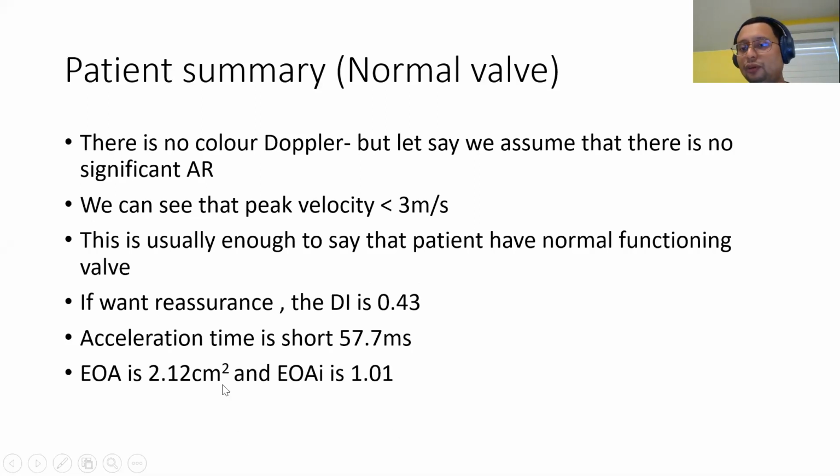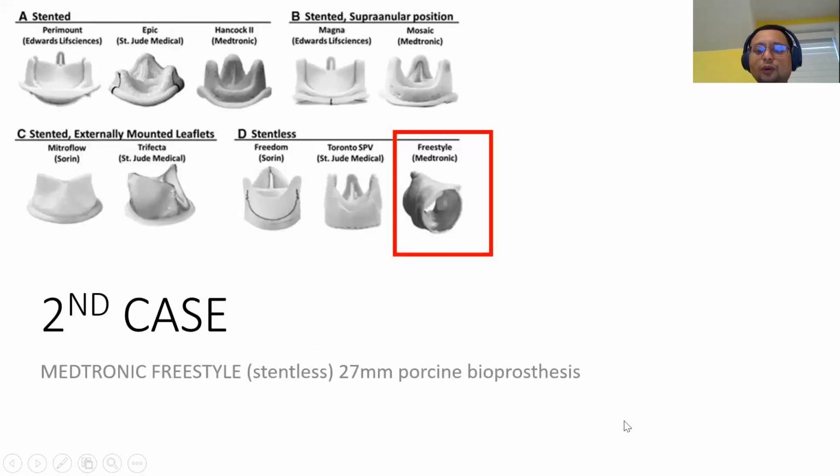And if you look at the effective orifice area index, it is 1.01. If you look at this first, you might say, oh my God, that looks too small. So don't look at that first when you assess a prosthetic valve. Look at the top first. So this is just a normal valve. Let's look at our second case.